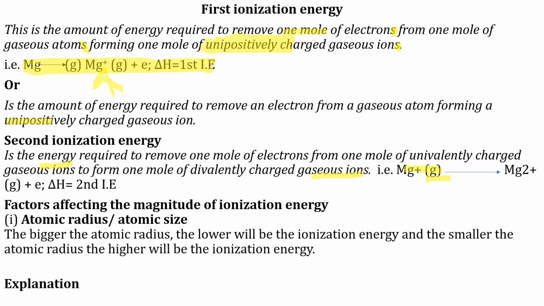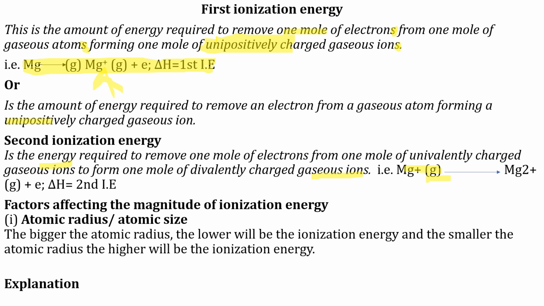If you look at atomic radius, the smaller the atomic radius, the more strongly the outermost electrons are attracted to the nucleus. That means that removal of an electron from such an atom will require a very high, significant amount of energy. So in this explanation, we are saying that the bigger the atomic radius, the lower the ionization energy, and the smaller the atomic radius, the higher the ionization energy.